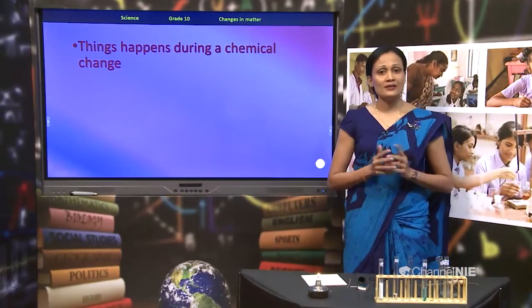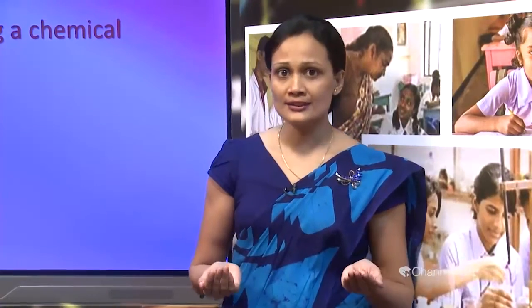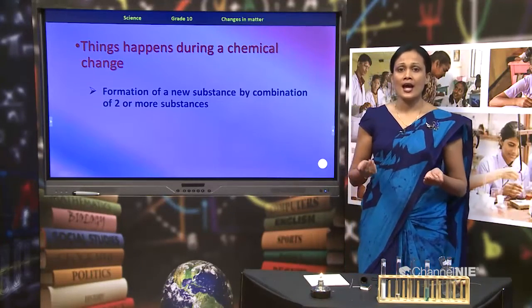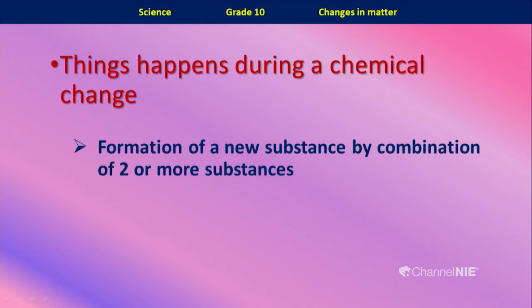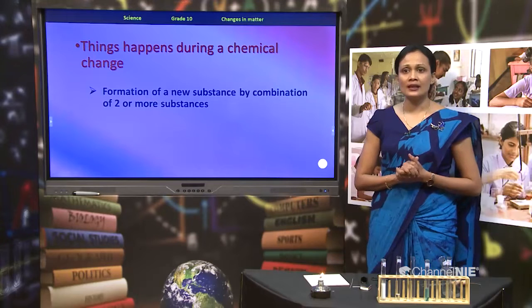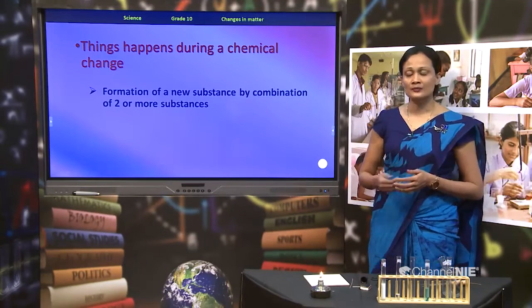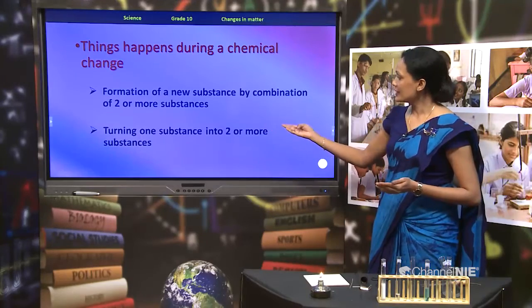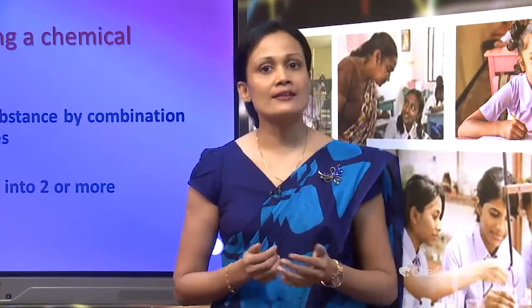In these experiments, we learned there are different chemical reactions that occur in matter. In some reactions, two or more substances are reacting and forming a single compound. That means formation of a new substance by combination of two or more substances. Think about heating of potassium permanganate. In there, what happened? A single compound turned into different products. That's why in chemical changes, one substance turns into two or more substances. So likewise, the chemical changes occur in nature.